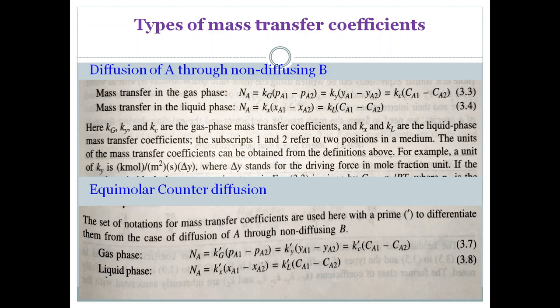So in gas phase and liquid phase, we have seen 1, 2, 3, 4, 5, 5, 10 mass transfer coefficients.